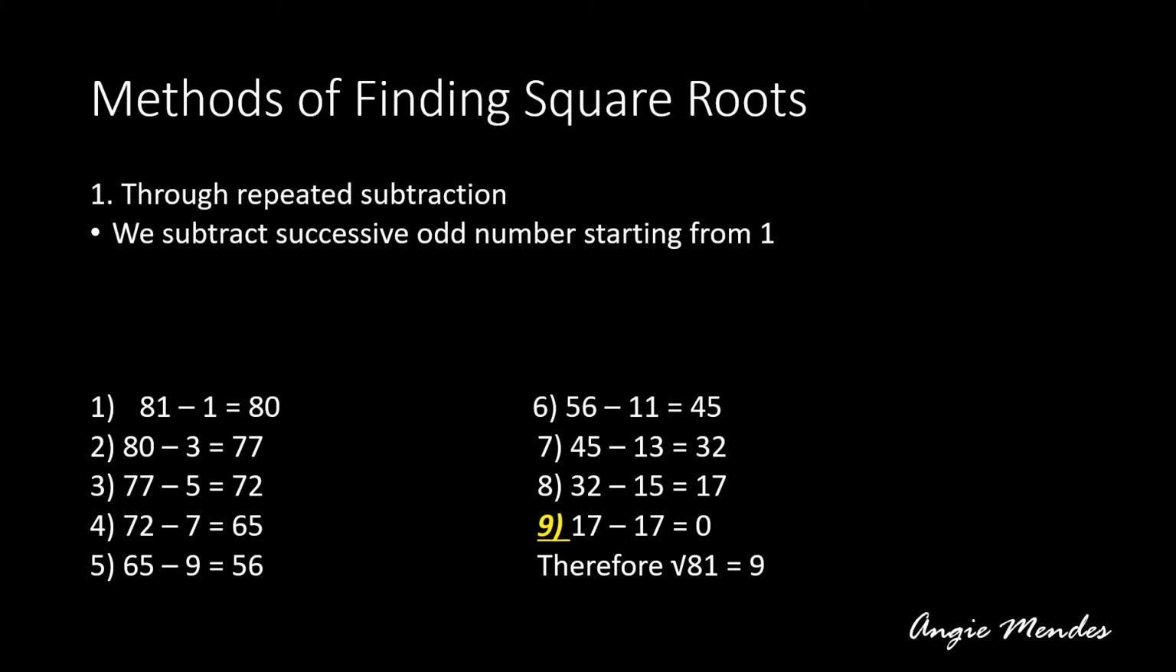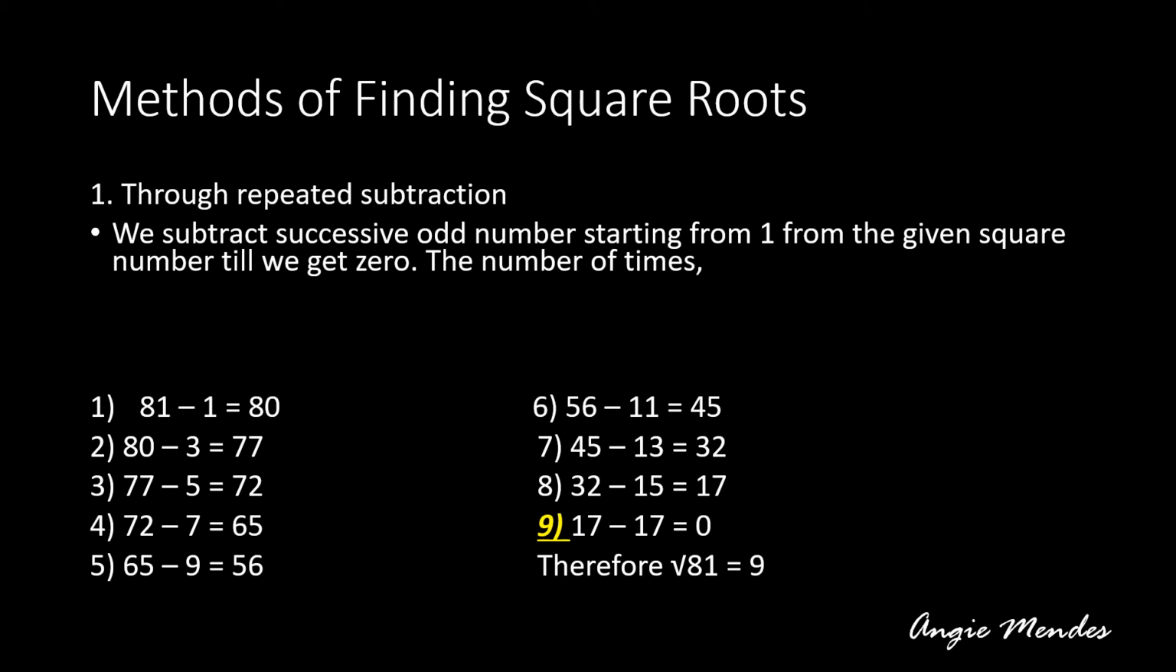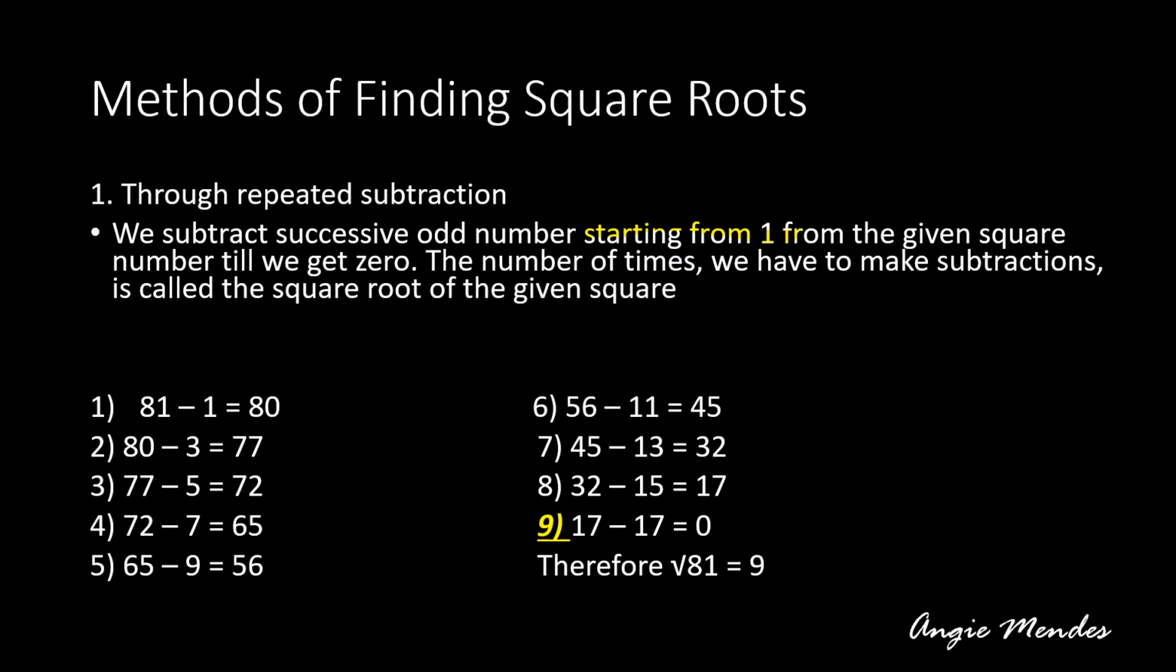Now to perform repeated subtraction in order to find the square root of a number, we subtract successive odd numbers starting from 1 from the given square number till we get 0. Now the number of times we make the subtraction is called the square root of the given square number.